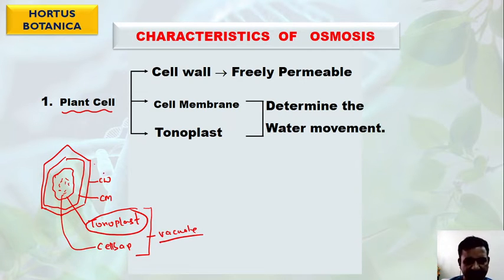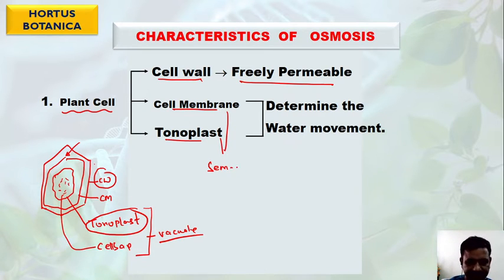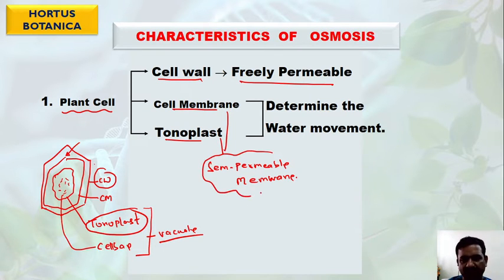As you know, this cell wall is freely permeable; easily anything can go inside. But the cell membrane as well as the tonoplast, what are they? They are semi-permeable membranes. Mind well. If they are semi-permeable membranes, what will happen? They will decide whether water will go inside or not. They are the determinants of water movement, isn't it? A question has come in a previous NEET examination.